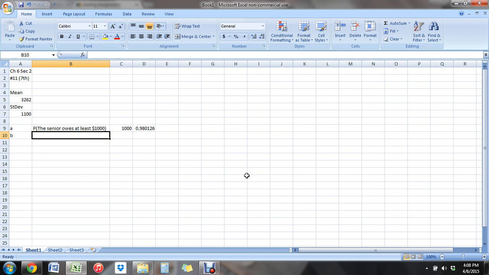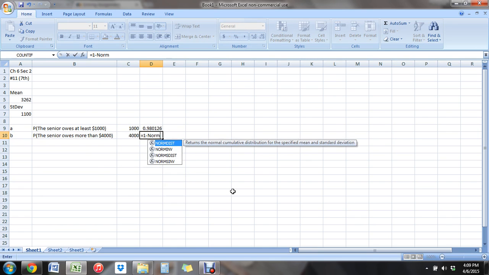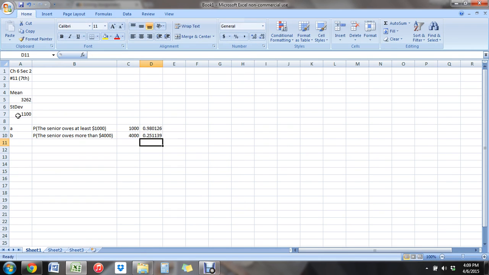Let's do B. B asks for the probability that the senior owes more than $4,000. Check that out. Okay, so more than 4,000, that's a greater than as well, so the area to the right. So once again, we're going to have to do 1 minus this function, which reports the area to the left. Give it the x, the mean, standard deviation, and once again we want the whole area, so we are true on our cumulative. It's about 25% chance of that.